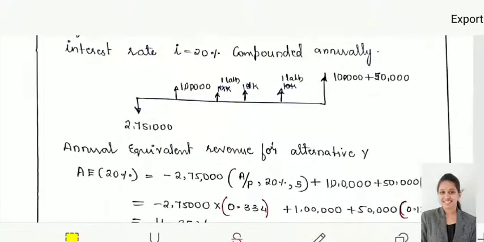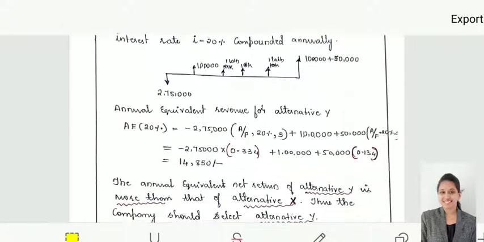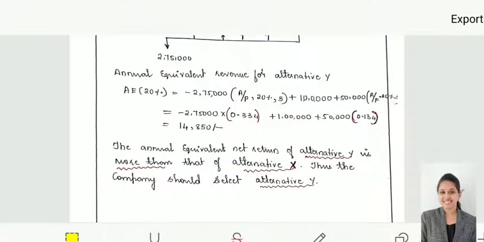Okay, so here I will be considering the cash flow diagram as follows. You are able to see 2,75,000 is negative, that is downward, and 1 lakh plus 1 lakh is because it is equal return, and 50,000 is my salvage value. That is also an amount that I will be getting.